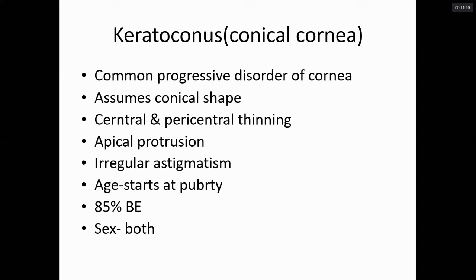It is a common progressive disorder of the cornea. The cornea assumes a conical shape. Central or pericentral thinning of the cornea occurs. The apex of the cornea is protruded. There is irregular astigmatism. Age of onset is at puberty, 85% are bilateral, and both sexes are affected.